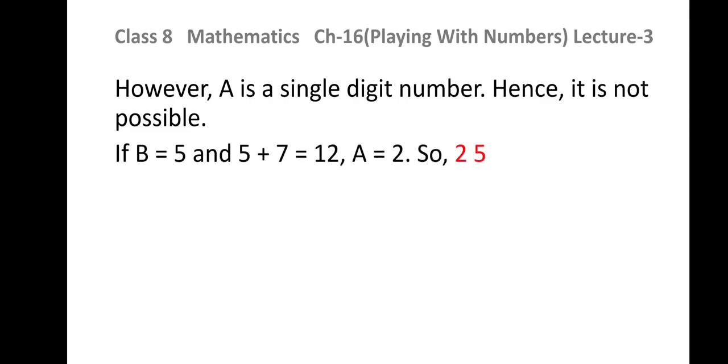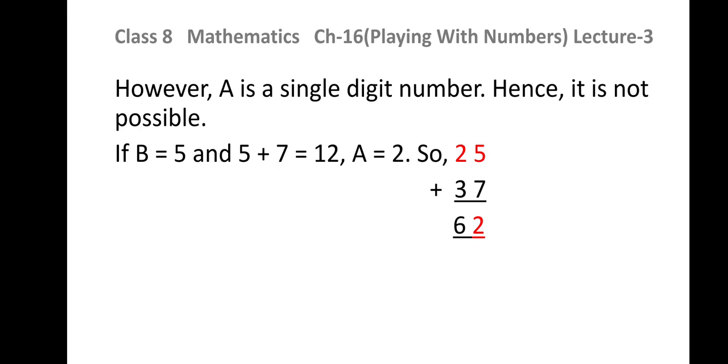So I need to take another number now. As I told you, sometimes you need to take the hit and trial method and just keep on putting the values so that you get the answer. If I take b is equal to 5, and 5 plus 7 is equal to 12, so a is equal to 2. So 25 plus 37 will give you 62. Now this second assumption is correct. Earlier I was not making the correct assumption.